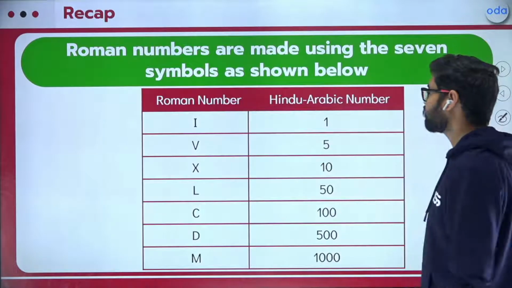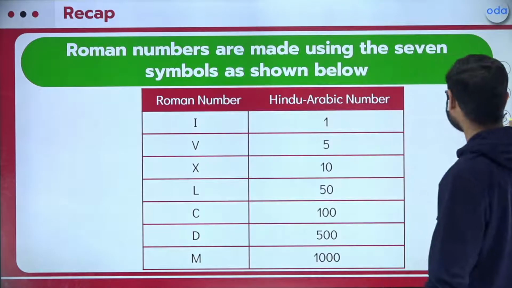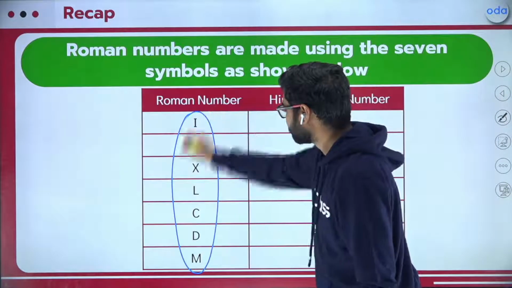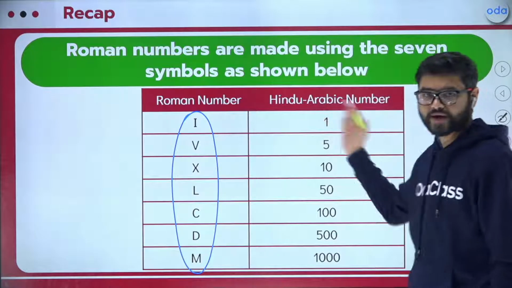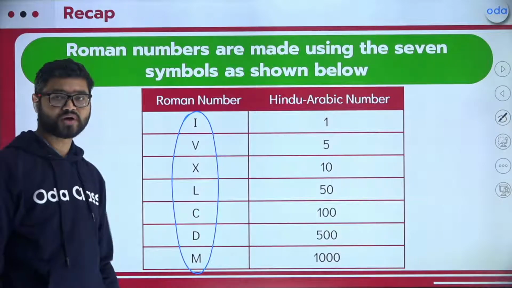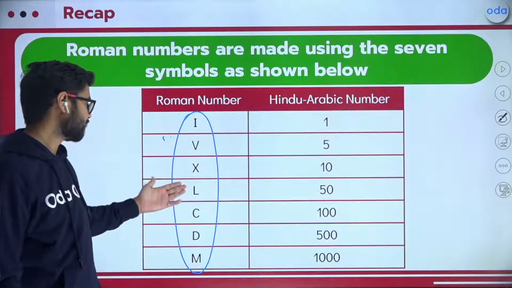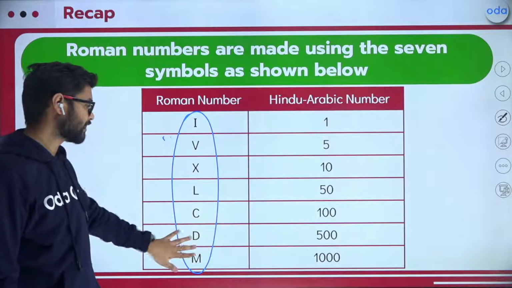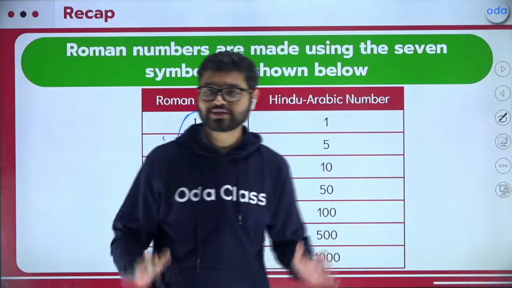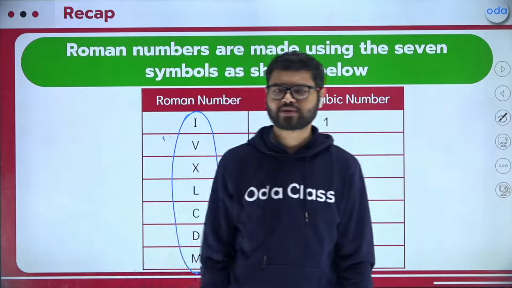So, what is Roman numeral? These are the seven symbols which we are going to use, and their values are right in front of them. Have a look. We have I for 1, then V for 5, X for 10, L for 50, C for 100, D for 500, M for 1000. Using these seven symbols only, we can represent any number in Roman.